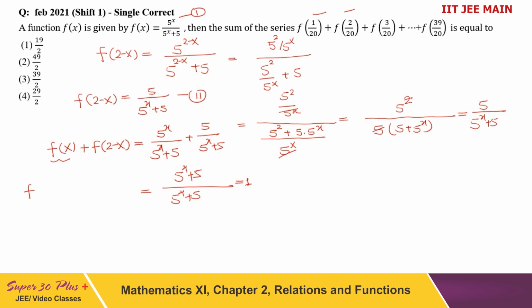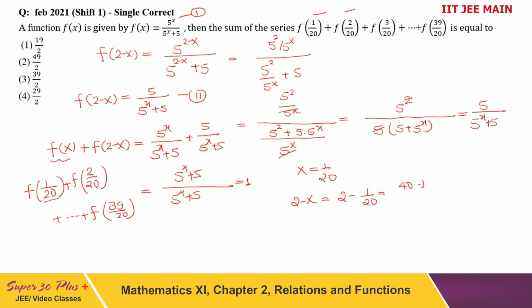How can one think that we have to find f(2 minus x)? Because the question is given like this: f(1 upon 20) plus f(2 upon 20) and so on, dot dot dot, at the last f(39 upon 20). We have to find the relation between f(1 upon 20) and some other term. Let x be equal to 1 upon 20. Then what is 2 minus x? 2 minus 1 upon 20. Simplify it. It is 40 minus 1 upon 20. It is 39 upon 20.